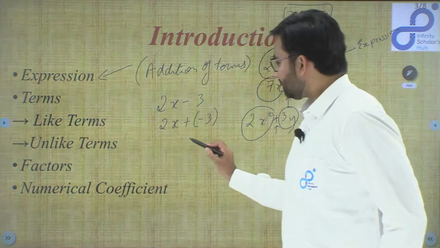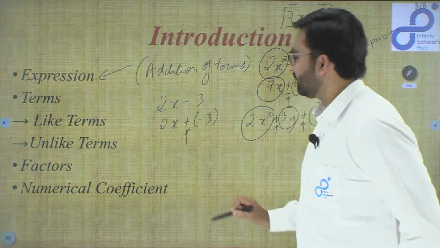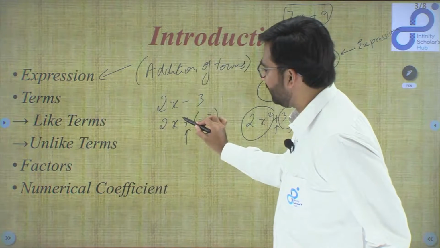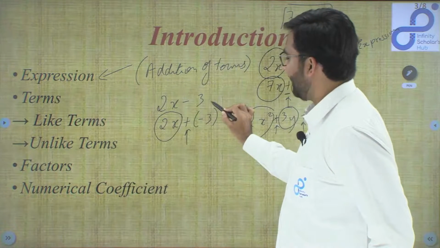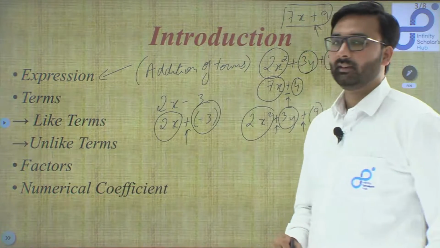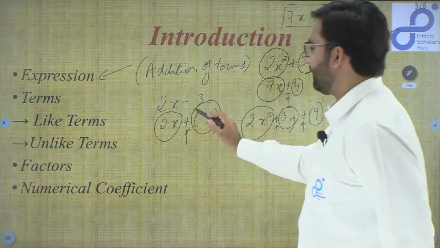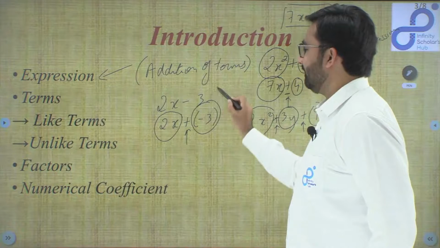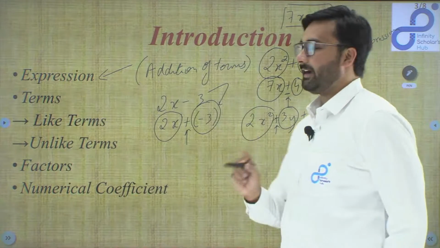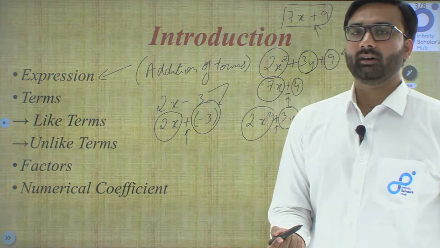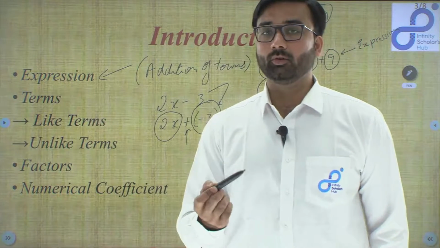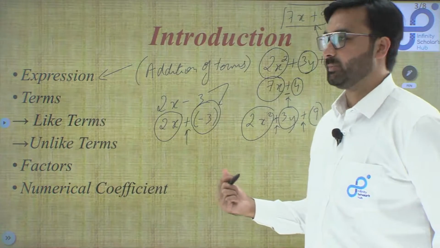So see, again we are adding. And how many terms we are adding? We are adding 2 terms. One term is 2x and the other term is minus 3. So this is how whenever there is a negative sign in between, we can write in the form of addition of terms, and we will get to know that this is also an expression, right?